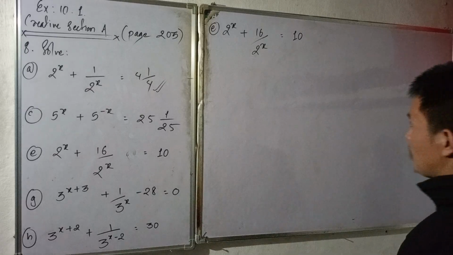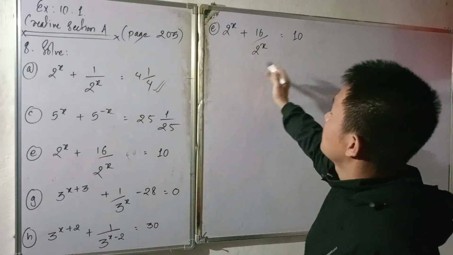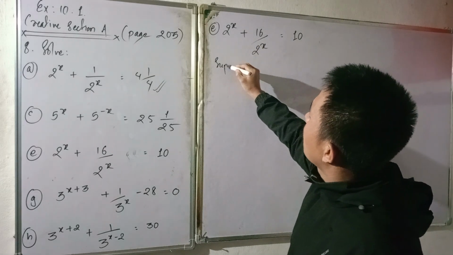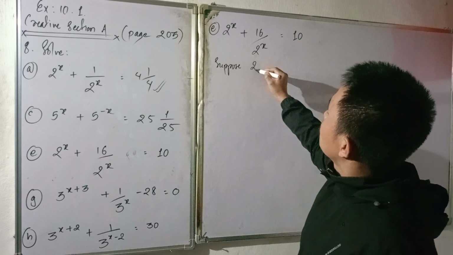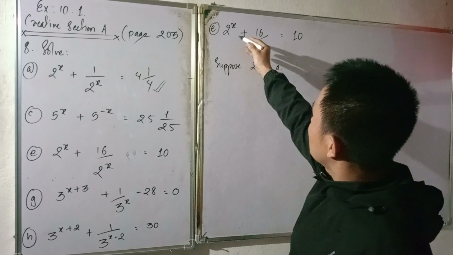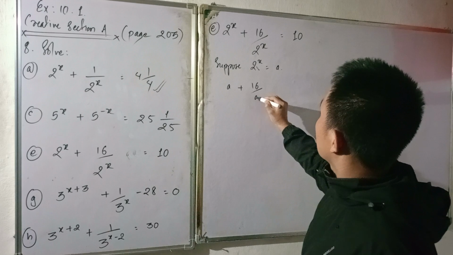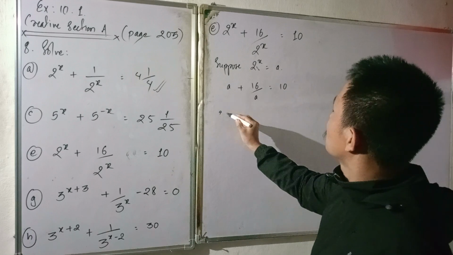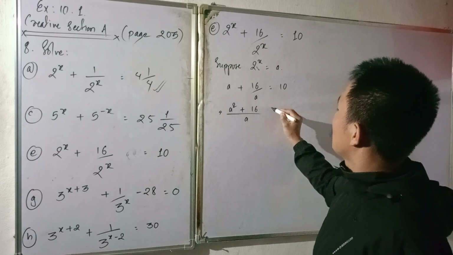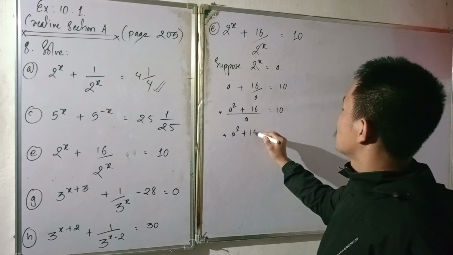Now in number E also, you just suppose 2 power x by some variable. Suppose 2 power x equals a. Now replace the 2 power x by a, just like we did in the previous. Now you just take the LCM a here. This will be a squared plus 16 equals 10. Okay, a squared plus 16.